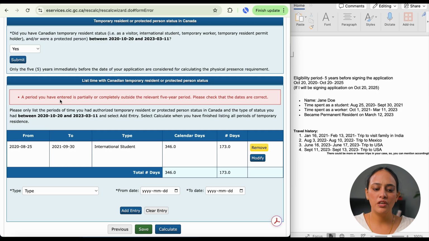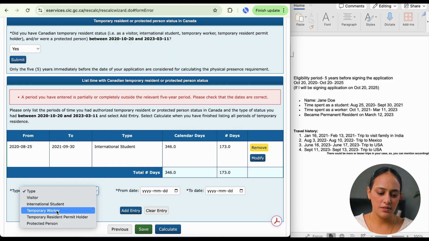So it says a period you have entered is partially or completely outside the relevant period. So for me, I came as a student in August 2020, but my eligibility period starts from October 2020, so it will not count those 2 months. That's why it gave me this error.